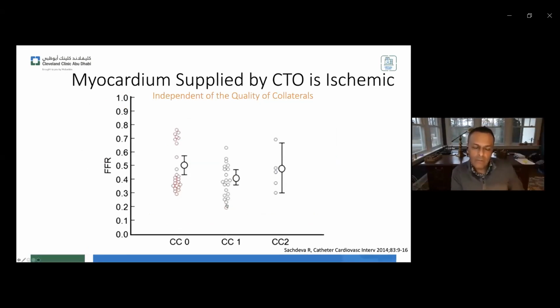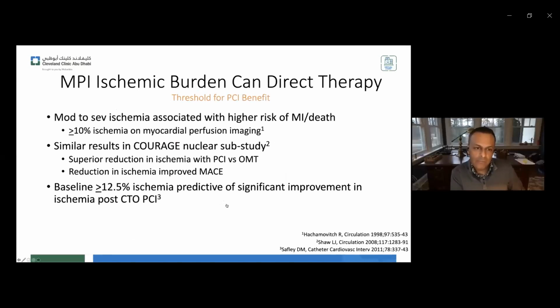And we also know that there's a threshold where there's probably a clinical benefit for revascularization. And this comes from data from the COURAGE nuclear substudy, which indicate that patients with significant ischemic burden by myocardial perfusion imaging likely have better clinical outcomes with revascularization versus medical therapy. The threshold that we use in the CTO world is around 12.5% of myocardium being ischemic.